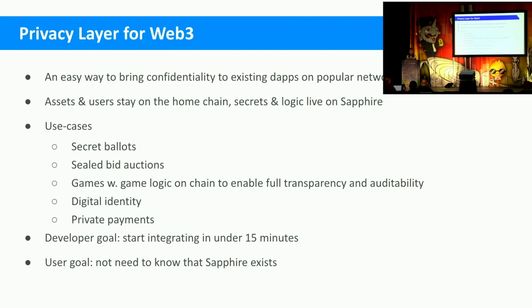Any application on any EVM network can use the Oasis privacy layer, just with a little bit of help from the cross-chain bridge. The assets and users get to stay on their home chains. For people who want to enjoy the user liquidity from BNB chain and don't want to leave BNB chain, that's perfectly fine. We want you to stay where you are, and you could just deploy confidential smart contracts on Sapphire. Secrets and logic live on Sapphire, but users and assets stay on the home chain, whether that's BNB or Ethereum or any other EVM network.